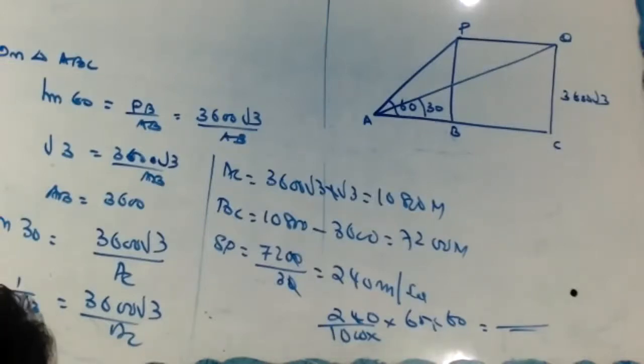The angle of elevation. Roshan, listen. The angle of elevation of a cloud from a point 60 meters above a lake is 30 degrees. Clear now? 60 meters above a lake is 30 degrees. Roshan, okay now?